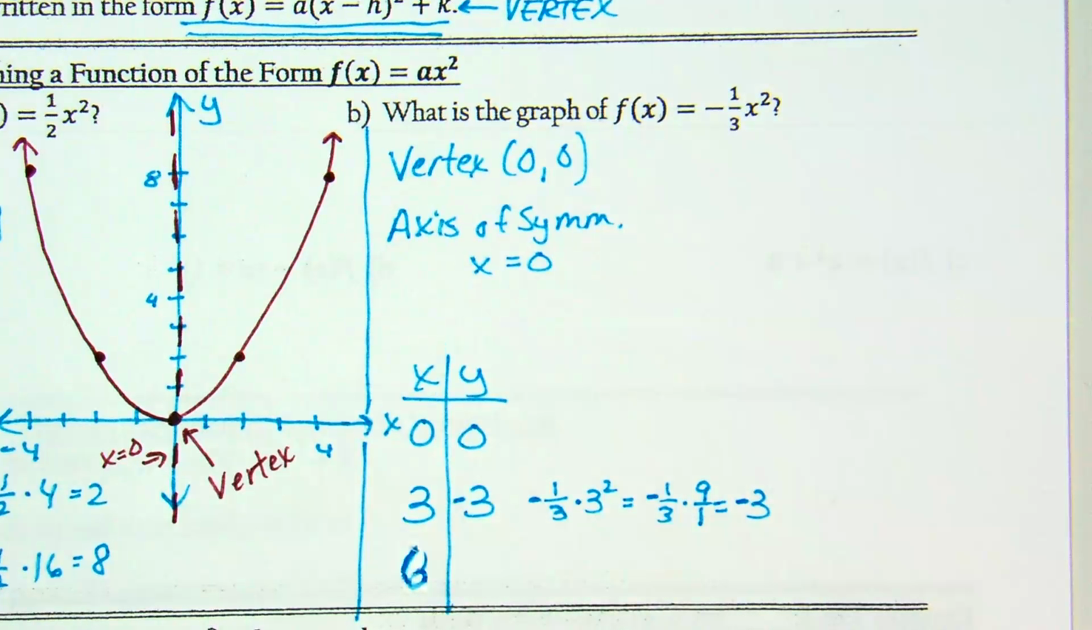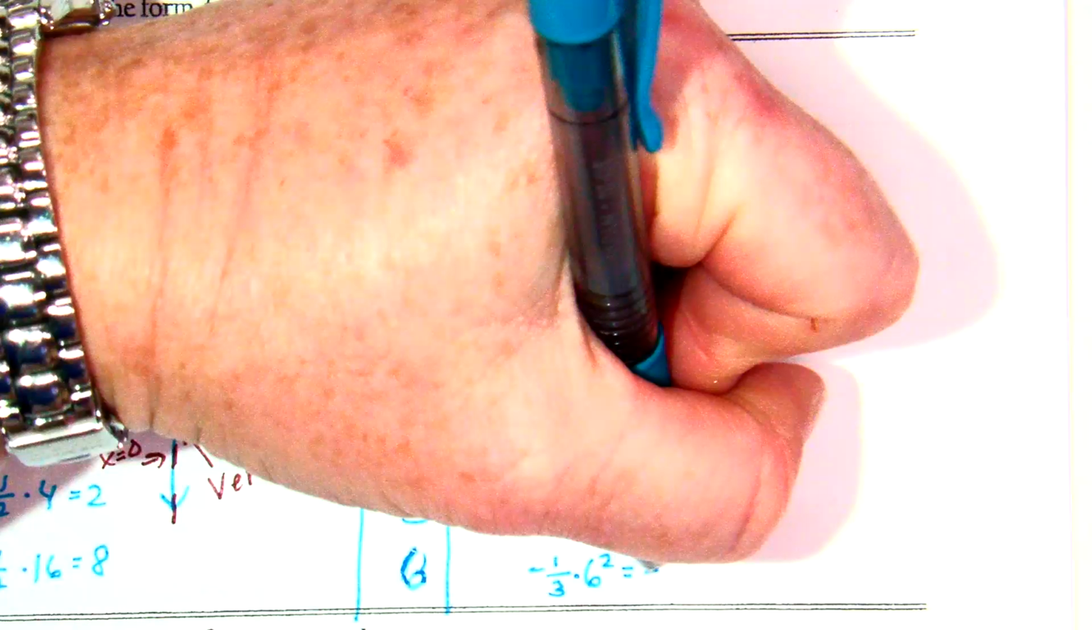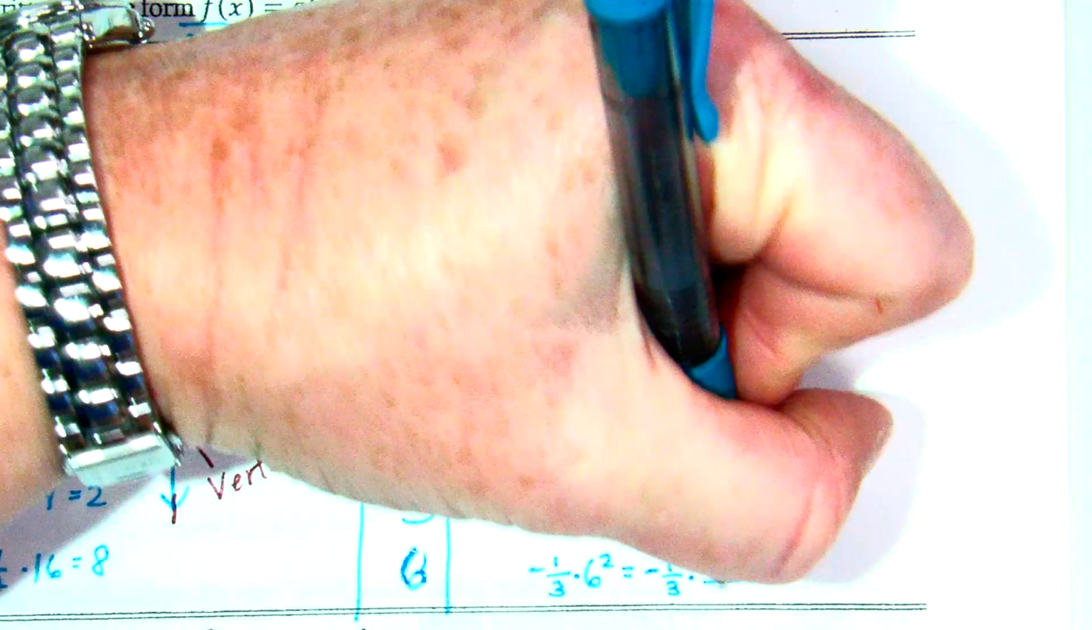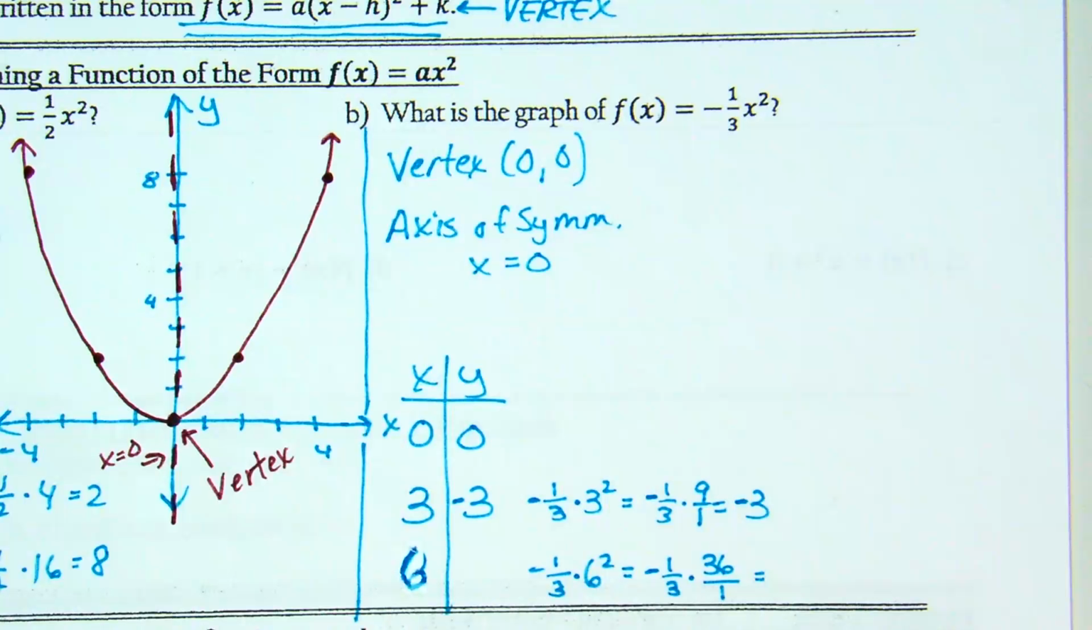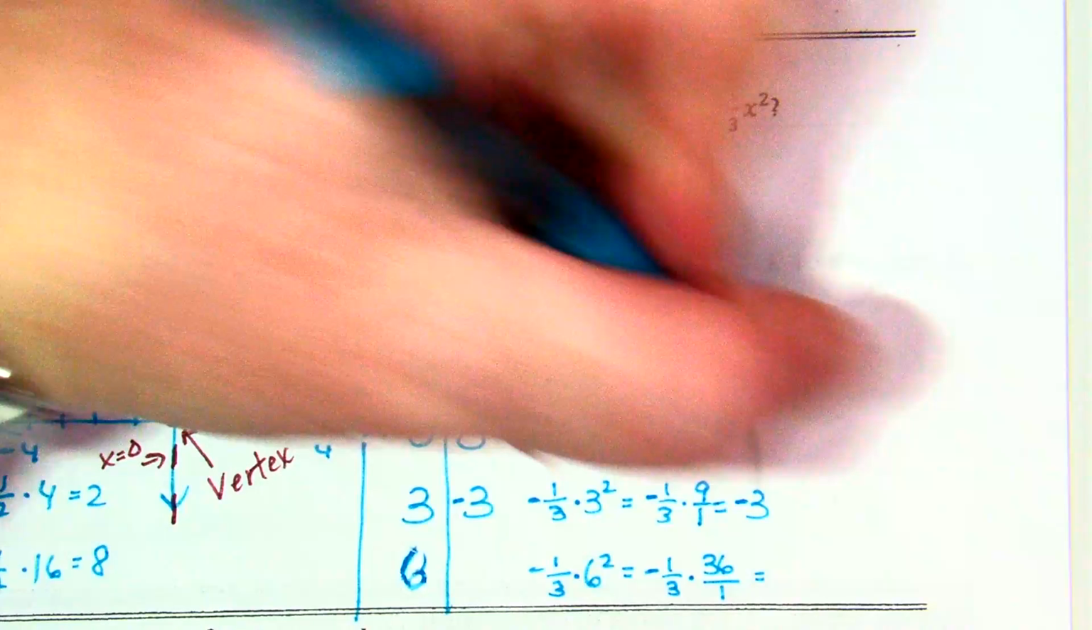Okay. Now we're plugging in 6. Negative 1/3 times 6 squared. 6 squared is 36. Negative 1/3 times 36 is negative 12, because 1/3 of 36 is 36 divided by 3, and negative times positive is negative.